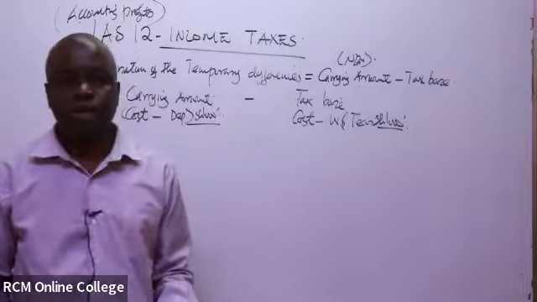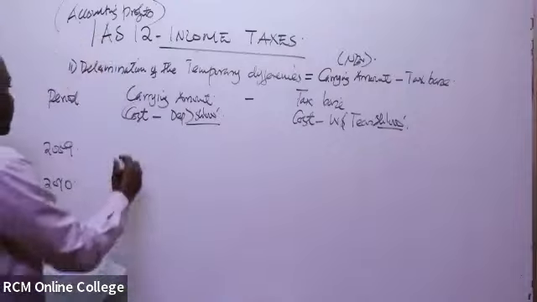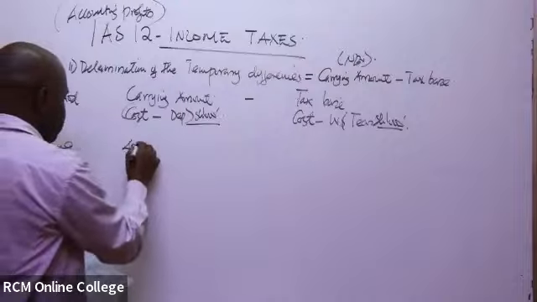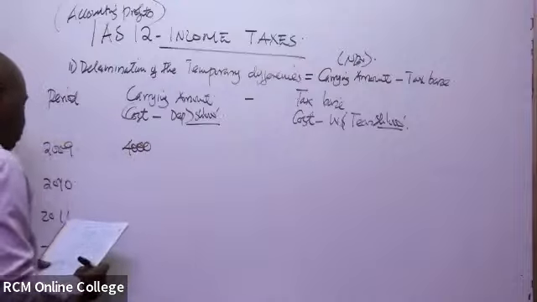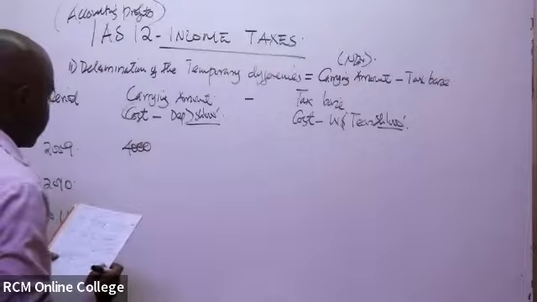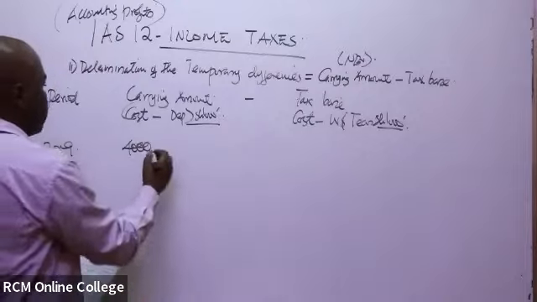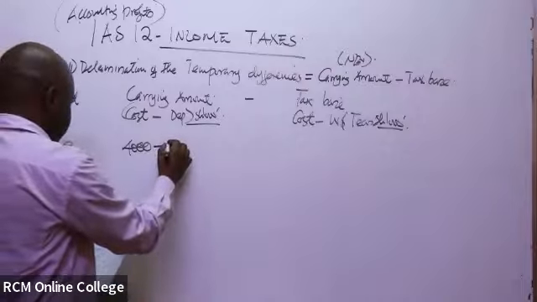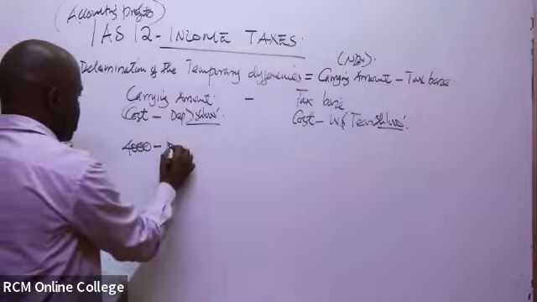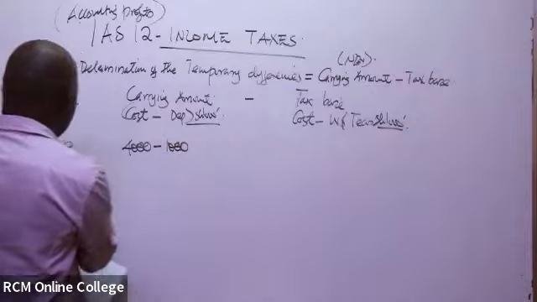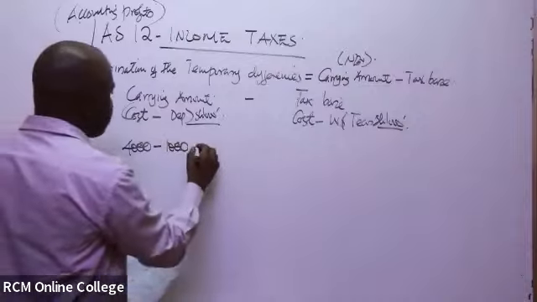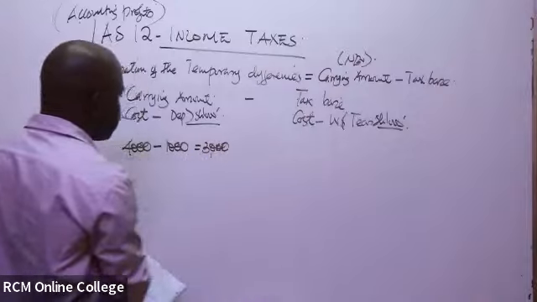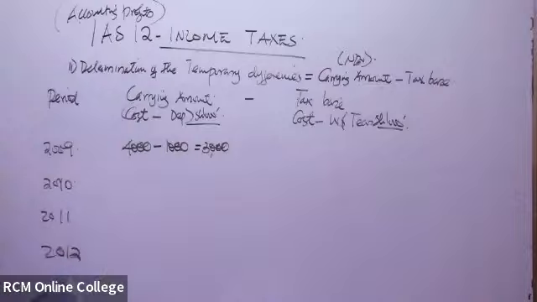It simply means that for the first year, 2009, the cost was 4 million. But in that year we incurred a depreciation of 1 million. It means that by the end of the year 2009, our net book value was 3 million. So that means 2010 we opened with how much?